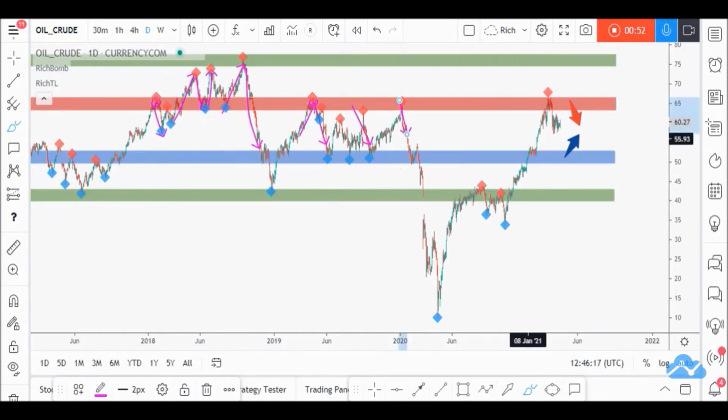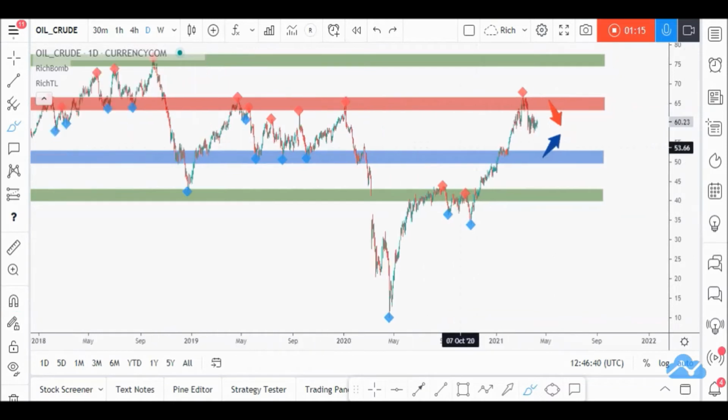And if you remember, I posted a video a couple of weeks ago that we're looking for sell setups on crude oil since it was approaching this resistance area. And the reason why we have this blue zone here is because we've got many rejections from it also. We've got this one here, here, here, and here, right? So this is our resistance and this is our support.